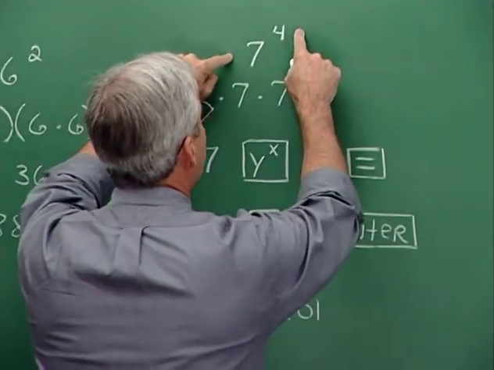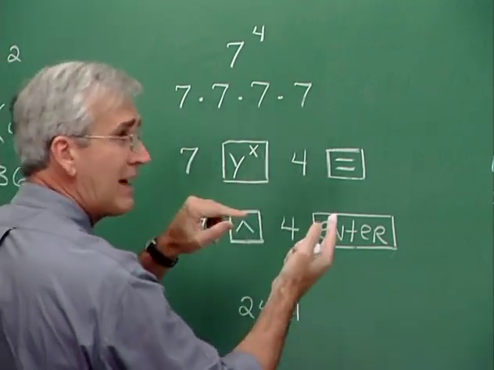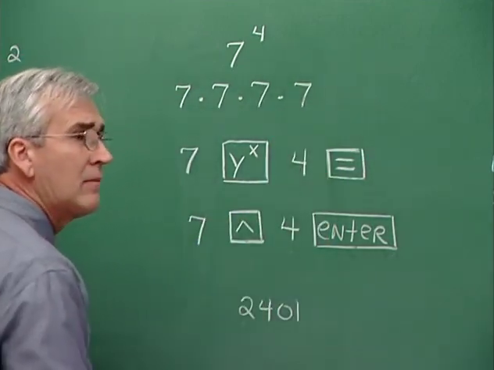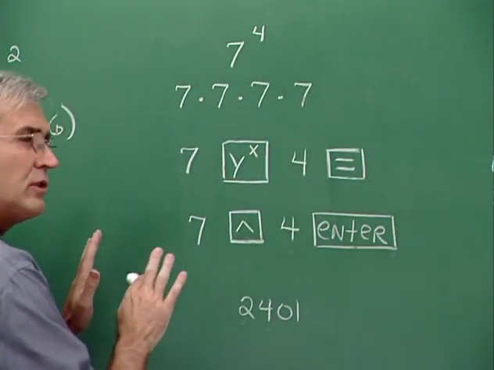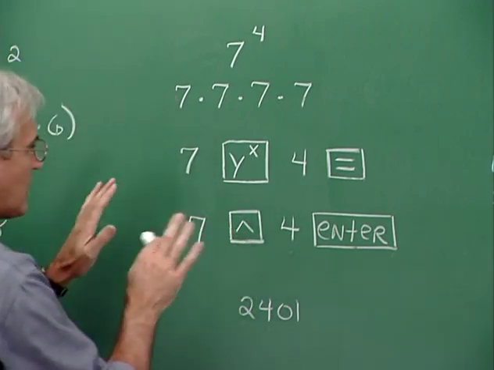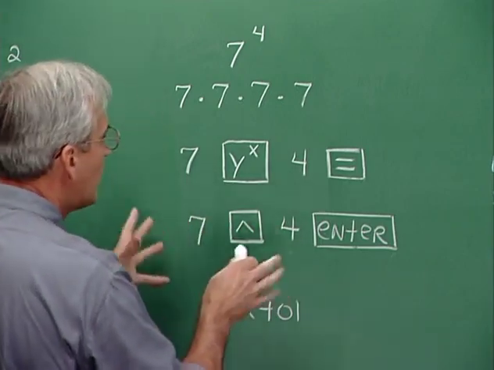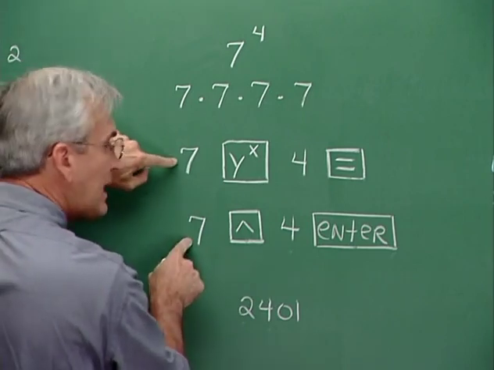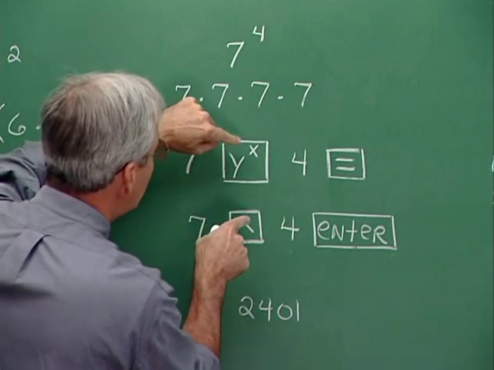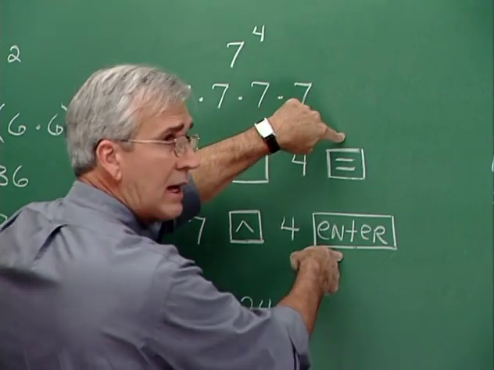Here we have 7 to the 4th power, which means we have 4 factors of 7. And we could string them out like this and multiply them if we'd like. Or a faster way is to use a calculator to make the calculation. Different kinds of calculators use different sequences or different looks for the buttons in this process. With both ideas, you enter the base of the exponent, then follow that by some key on the calculator, then follow that by the exponent, and then press the equal sign or enter.